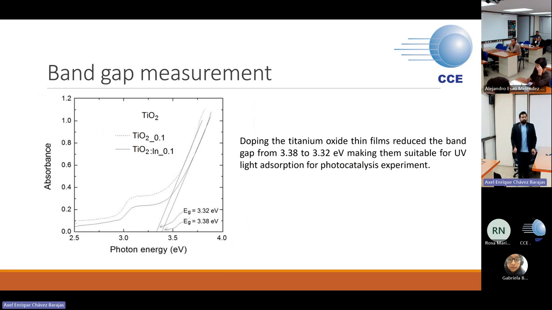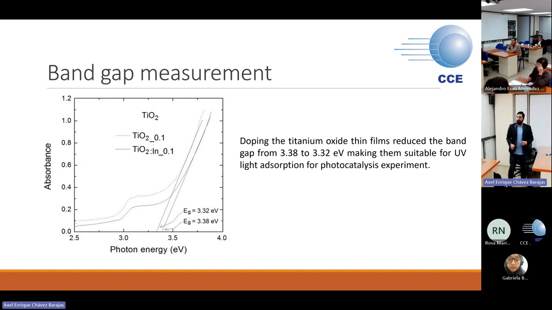So finally, one of the most important characterizations of the work is the band gap of the material. After the doping, our band gap has decreased from 3.38 to 3.32. It looks small, but we doped with 3 weight percent, which is very little. We're not sure how much dopant has been incorporated inside the material, but it was sufficient to reduce the band gap. So we expect that the doped one has higher photocatalytic activity because it has a smaller band gap, so the electrons can jump.